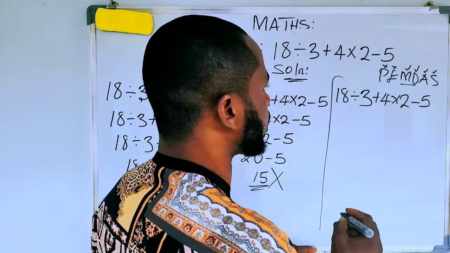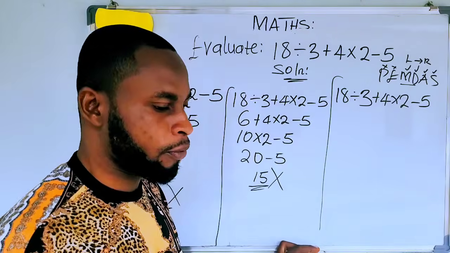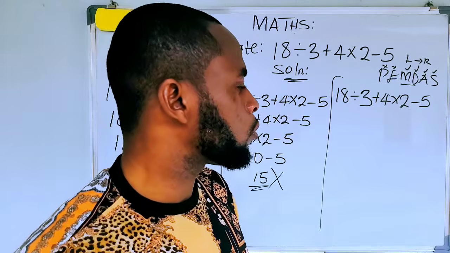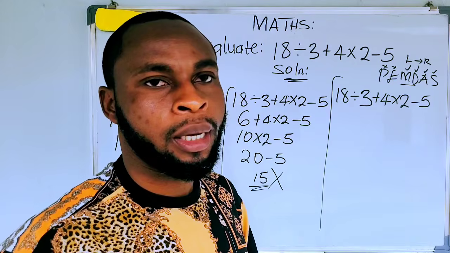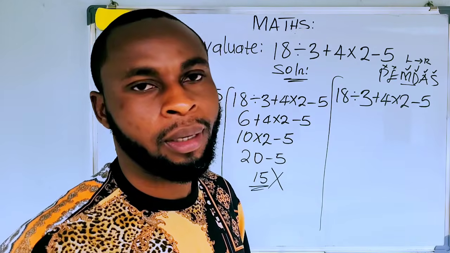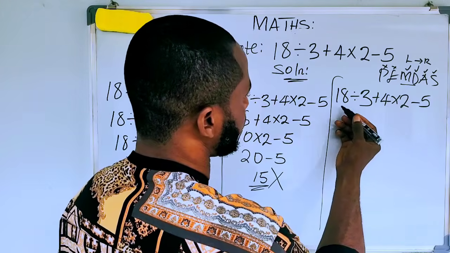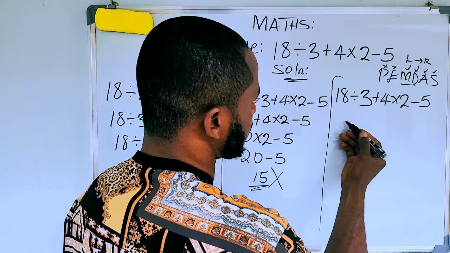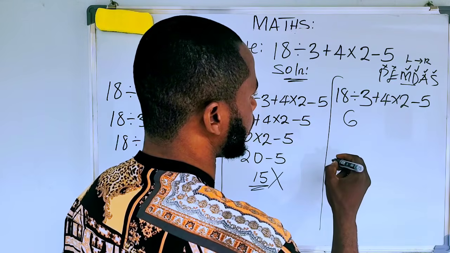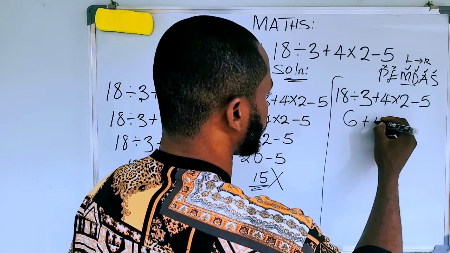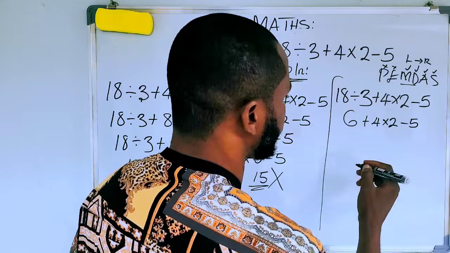As such, the operation is carried out left to right. So you are going to first of all consider division before multiplication and addition and subtraction here. Now first, you're going to have 18 divided by 3, that will give us 6 here, and we have plus 4 multiplied by 2 minus 5.